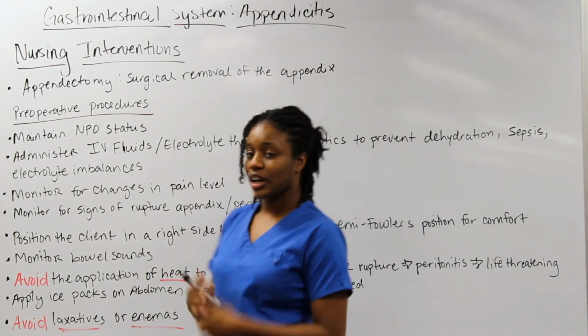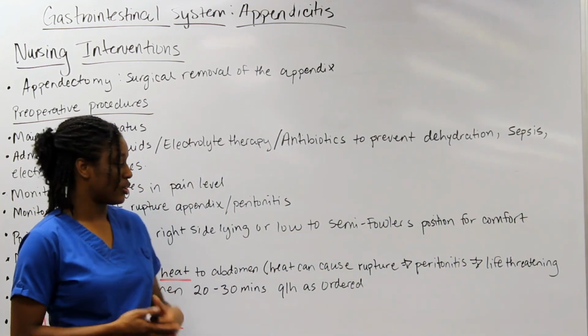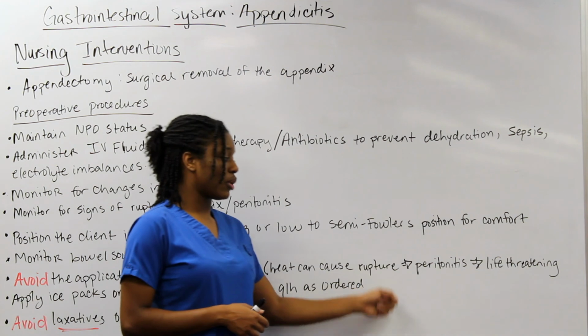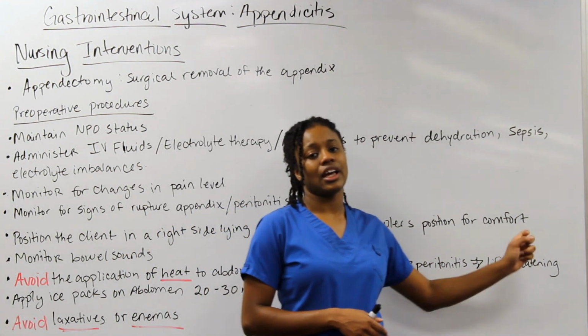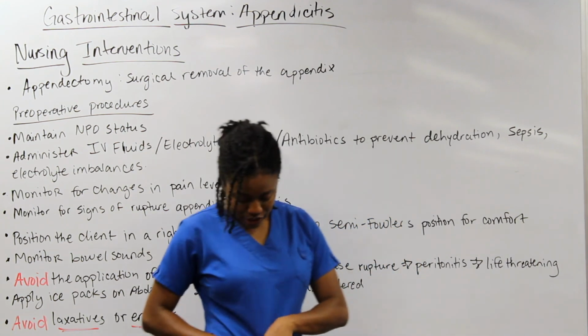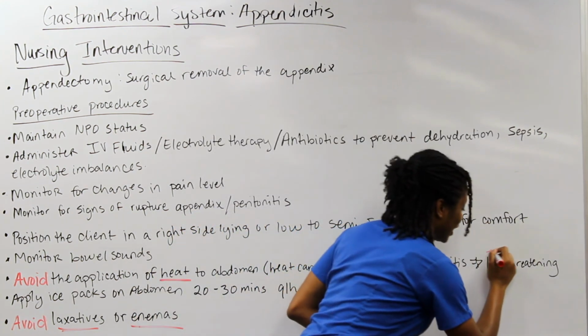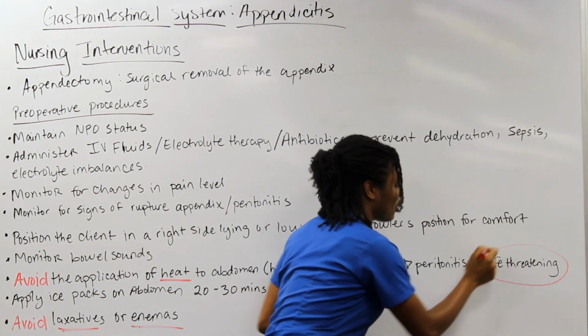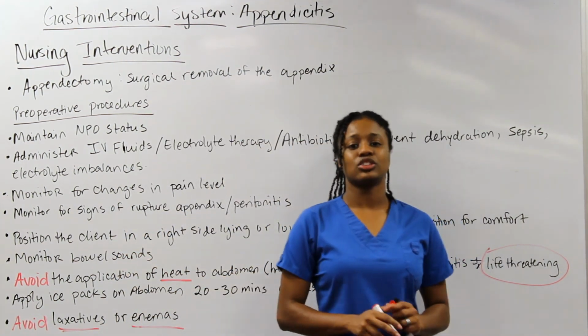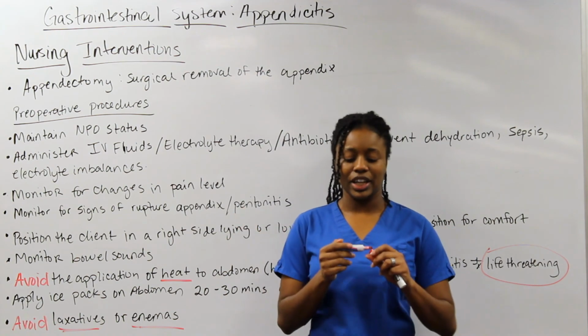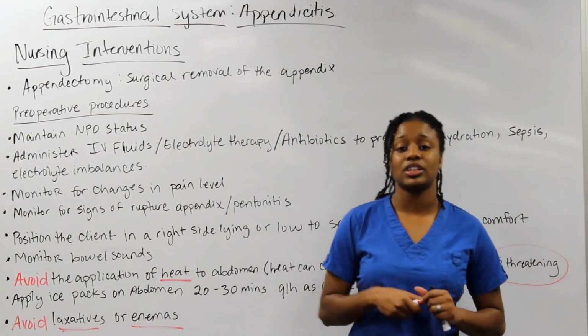Why? Because it is going to cause the perforation. So heat can cause a rupture. And once that rupture occurs, we have peritonitis, which is a life-threatening condition. So let me just highlight it. Okay? Life-threatening condition with heat, so we do not want heat. All right? It's just only going to speed up that process a lot more.